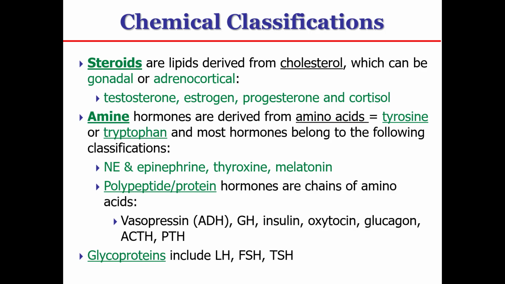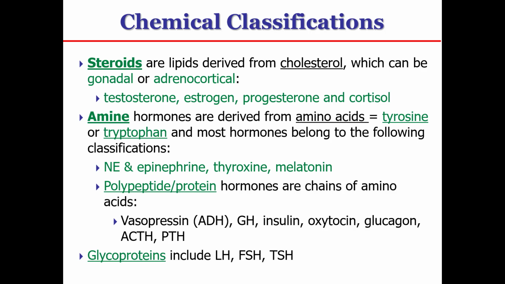Now, amine hormones are derived from amino acids, mainly tyrosine and tryptophan. There's 20 amino acids total, but tyrosine and tryptophan are the ones that are used in hormonal production. And those would be epinephrine, norepi, thyroxine, T3, T4, and melatonin, which we just discussed, being secreted from the pineal gland.